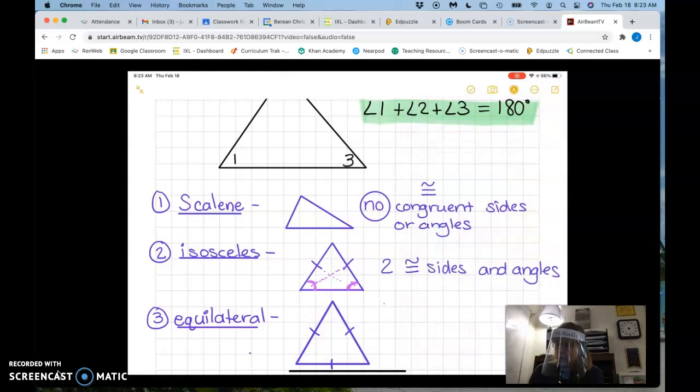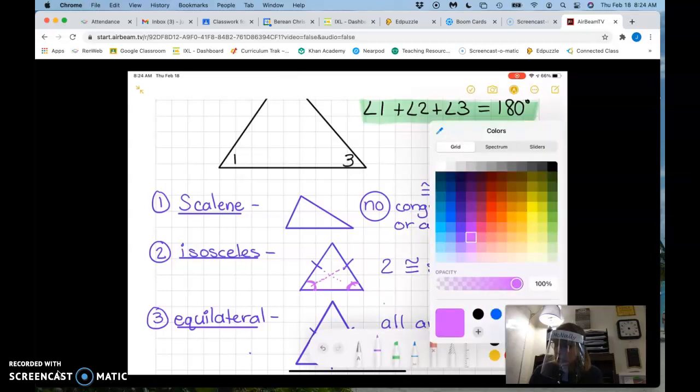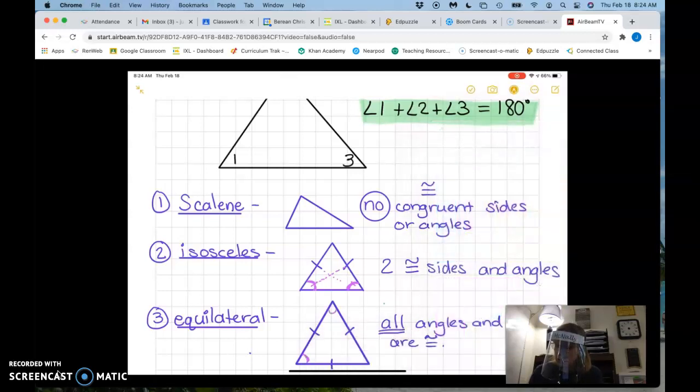And then an equilateral triangle has all angles and sides congruent. Okay, so their angles are all the same size. If the sides are the same size, the angles are the same size. And remember, you're going to see that little dash line in a side or an angle to show that it's congruent to the other sides that have that same little dash.